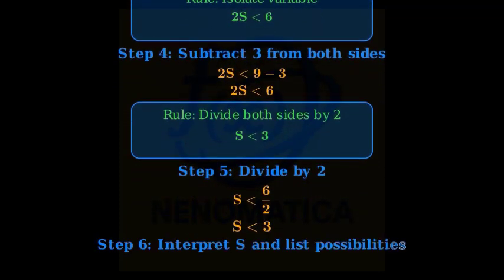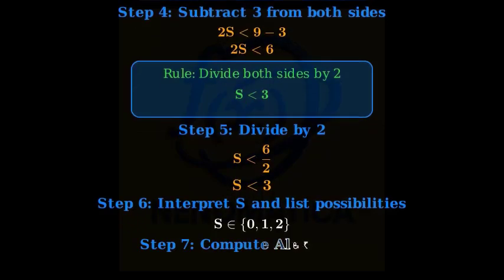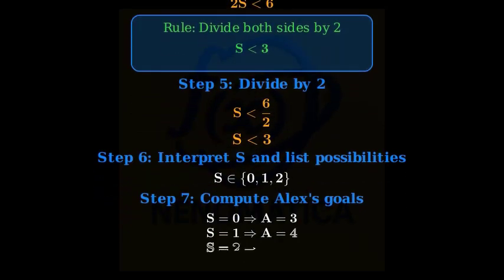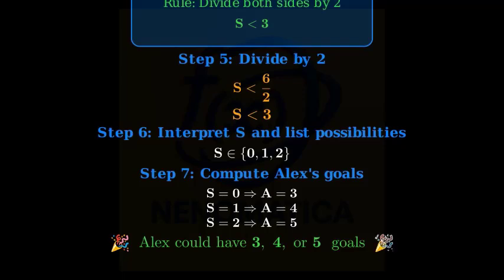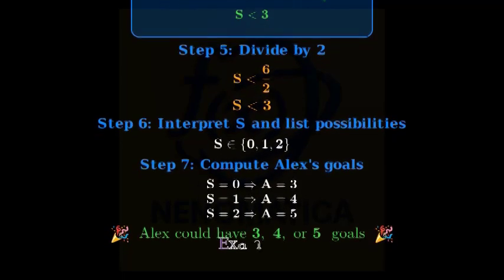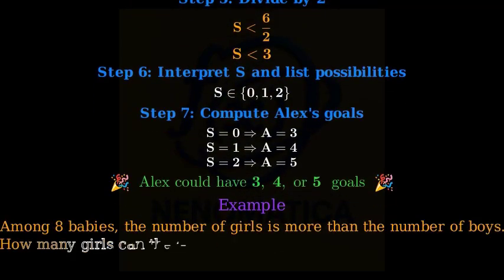Interpretation. Fred scored fewer than 3 goals, so S could be 0, 1, or 2. Using A equals 3 plus S, Alex could have 3, 4, or 5 goals. Now, the second example. We follow the same structured approach. Define, set inequality, simplify, and interpret.